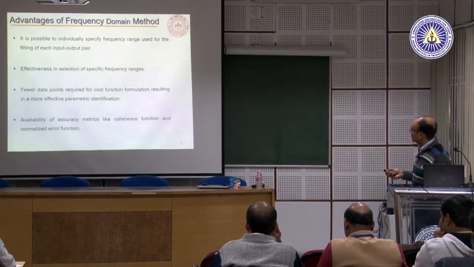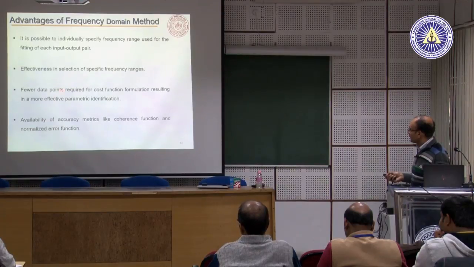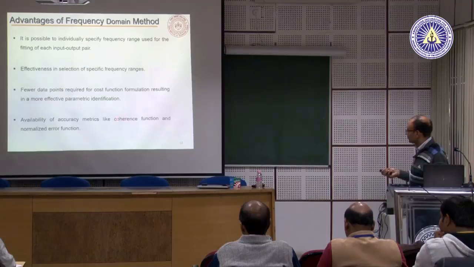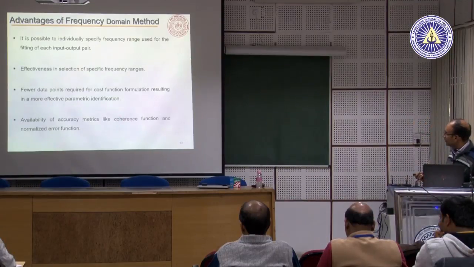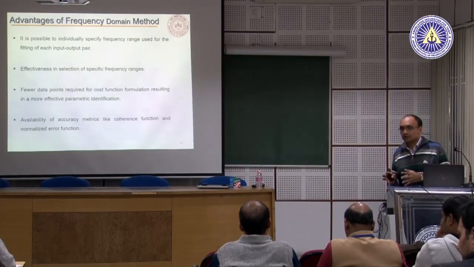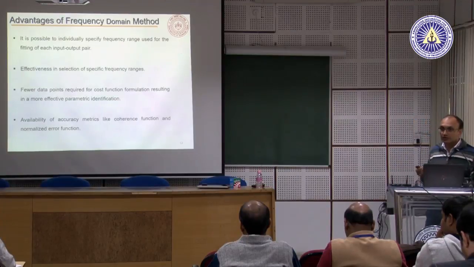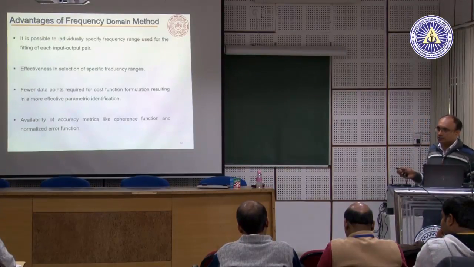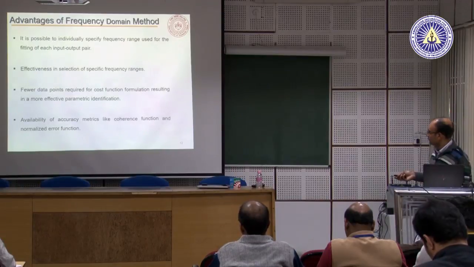Effectiveness in selection of frequency range, same thing more or less. Okay. Fewer data points are required for cost function formulation, resulting in a more effective parameter identification. Also availability of accuracy metrics is there, such as the coherence function. We will see what this coherence function is in a moment, and also the normalized error function. So there are two parameters which give you a numerical indication of the level of accuracy of the identified model. So we can quantify how accurate our models are, okay, by using this coherence function and normalized error function.